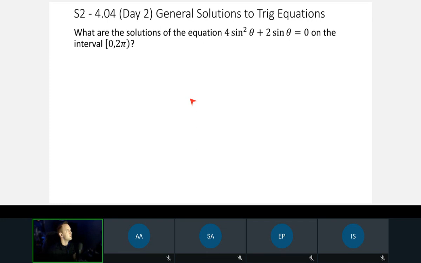Oh, actually, this question does not. I mislabeled my title. I put general solutions to trig equations, but the directions say what are the solutions, not the general solutions. So you actually do need to create. All right, well, I'm jumping ahead of myself. Let's actually get to that step before I start talking about it. All right. So our first goal is, well, we got to solve for theta. Let's do that.